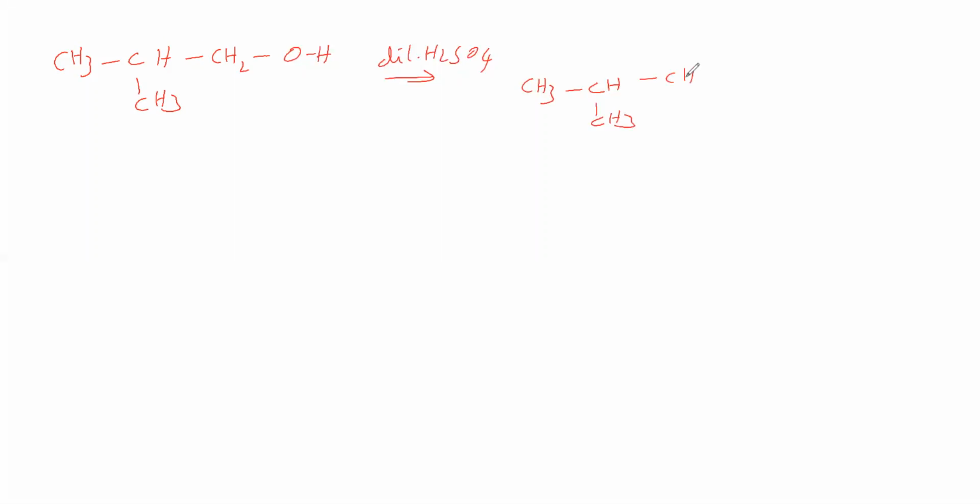First, protonation is possible. Due to protonation, this alcohol becomes an oxonium ion. Next step, removal of water. Therefore, we are getting a primary carbocation. Okay, we got a primary carbocation.